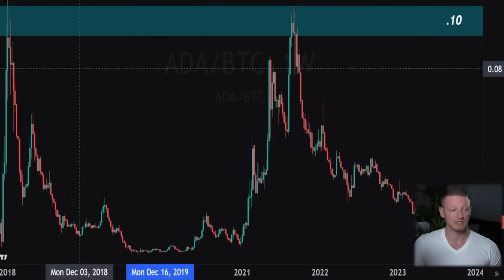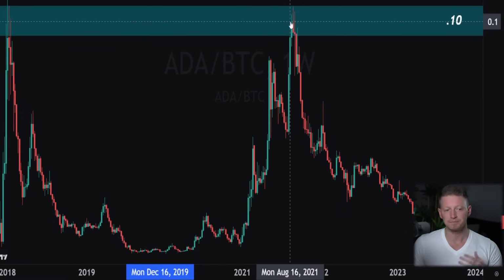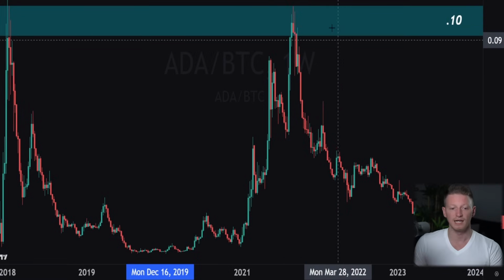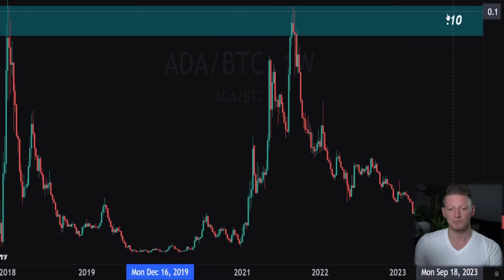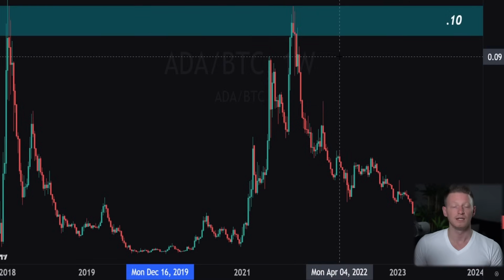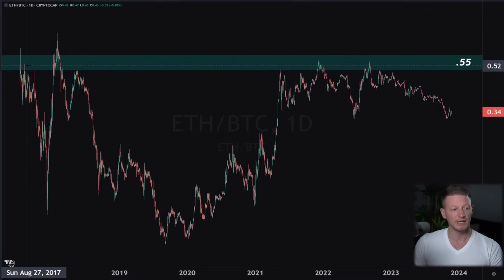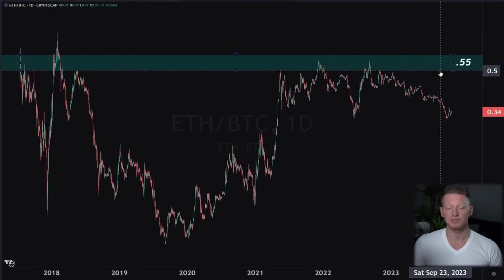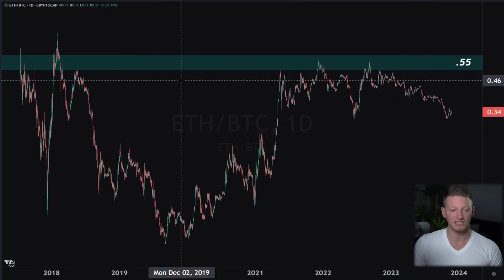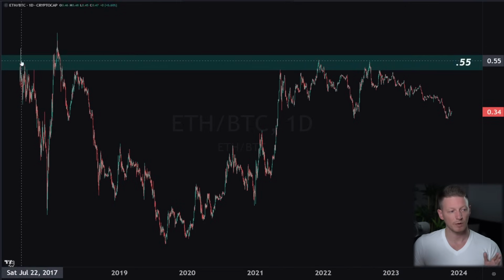And again, in this market cycle, so this is all the way back in 2018. And then in this market cycle, again, we capped out at this 0.1, 0.11 market cap of Cardano versus Bitcoin, right? Come look at Ethereum, same thing. We consistently get right to this 0.5 up to around 0.6 level. And that's where we cap out.